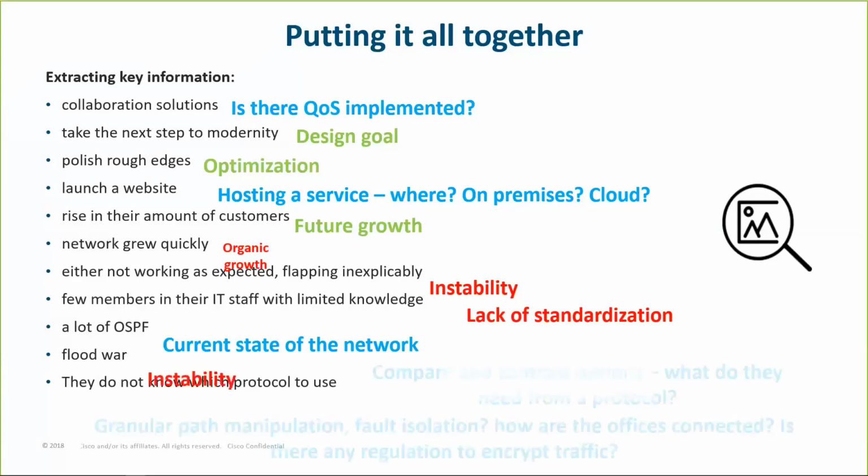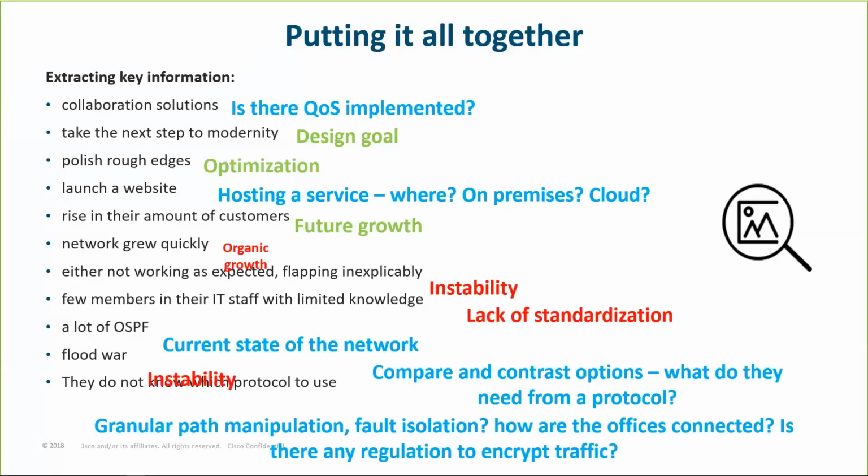They do not know which protocol to use, so let's compare and contrast the options. What do they need from a protocol? They need granular path manipulation, fault isolation. How are the offices connected? Is there any regulation to encrypt the traffic? So the main idea here is to ask yourself and the business the right questions, and also understand the information once you're getting it. Okay?